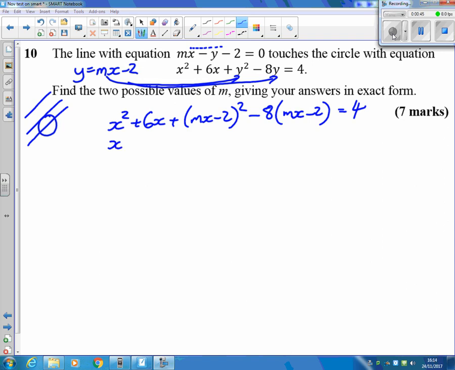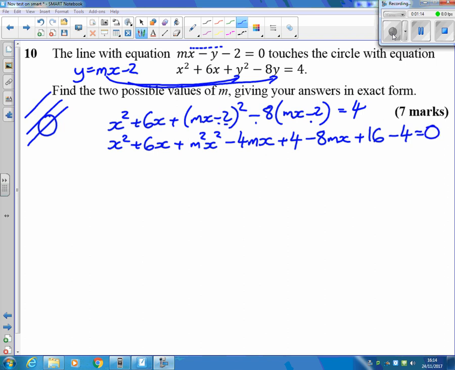Bit of tidying up then. Let's tidy up all this algebra. This is where people have gone wrong. We need to square this part, so we've got m squared x squared. We've got minus 2mx, but we've got that twice, so we've got minus 4mx, and then minus 2 squared is plus 4. Slightly easier this bit here. I've got minus 8mx. Careful here, we've got a plus 16, and I'm actually going to take away that 4 on this line to make it equal 0.